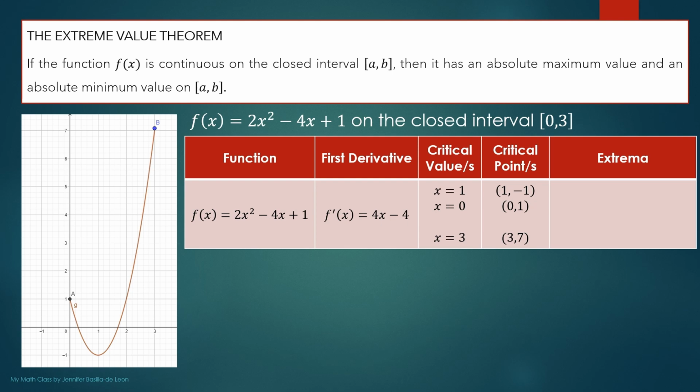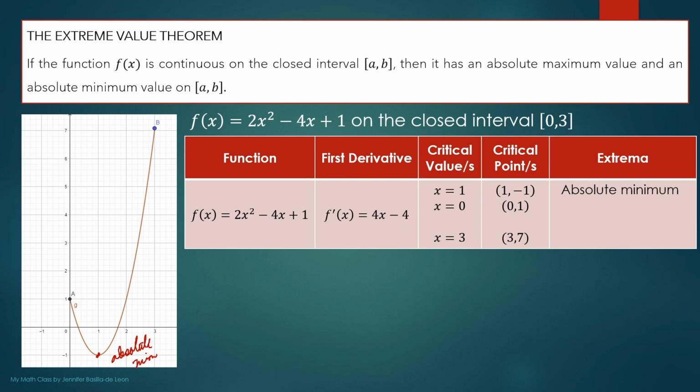Now we are ready to determine the extrema of the function. The first critical point is (1, negative 1). On the graph, we can see that it is the lowest point on the graph. So we can say that it's the absolute minimum point of the function. Hence we say that at x equals 1, we can get the lowest value of the function, which is negative 1. The next critical point is (0, 1).